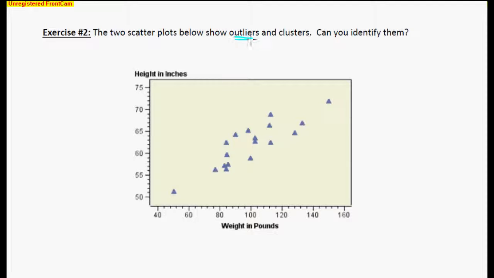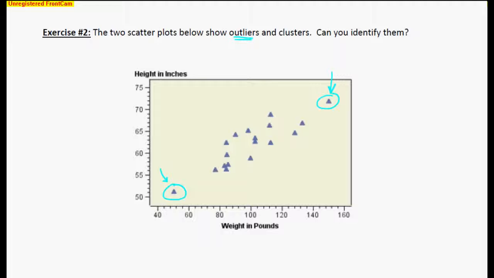An outlier is pretty easy. If you think of someone that's an outlier, they're out away from other people. So in this one, I would say that's an outlier and that is an outlier. I'll do those in that nice turquoise. You go ahead and label those as outliers.